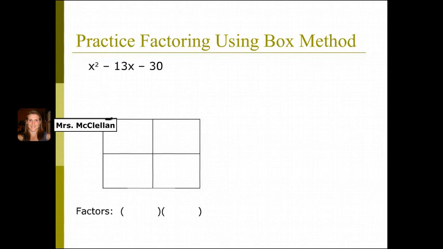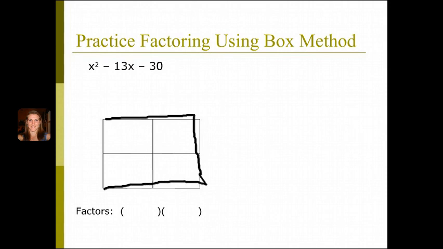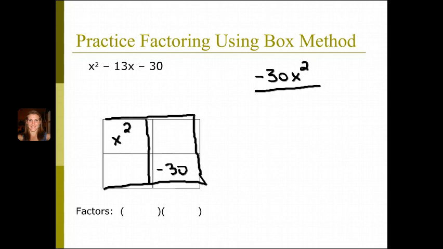All right, so let's do another example using our box method. Hopefully you guys are getting a little more comfortable with this method. X squared goes in our first box, negative 30 in our last. Multiply them together, we have negative 30x squared. And we're looking for the factors that add up to negative 13x. So we have 2x and negative 15x. So put those in your box.